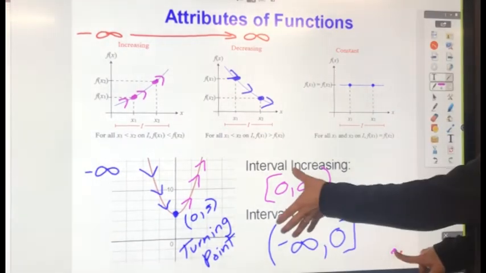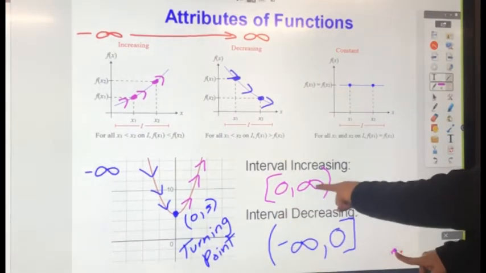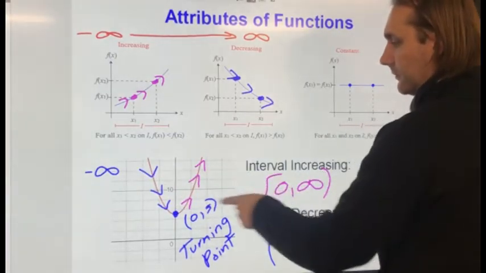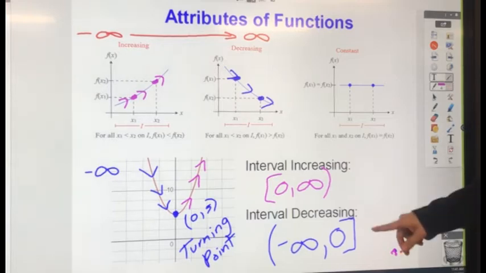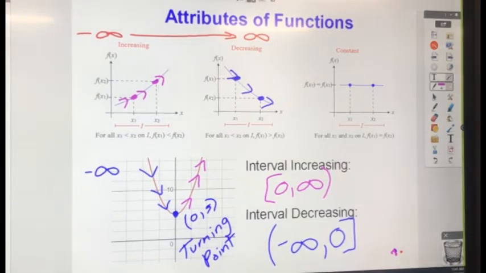Notice if I take these two and add them together, I get from negative infinity to positive infinity, which is the domain of this function. So I'm splitting up my domain in terms of increasing and decreasing. So see what I'm getting at when I say that?